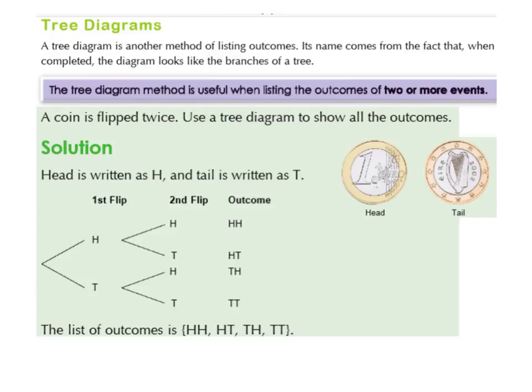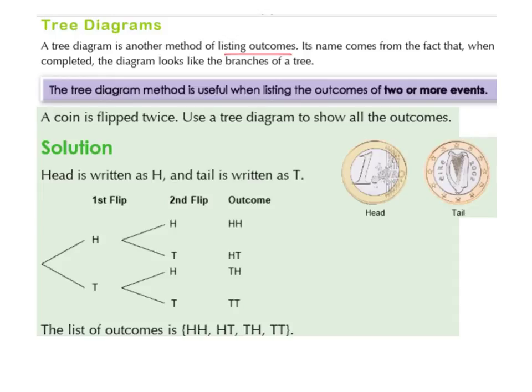Tree diagrams. A tree diagram is another method of listing outcomes. Its name comes from the fact that, when completed, the diagram looks like the branches of a tree. The tree diagram method is useful when listing outcomes of two or more events. So in the last video we looked at a two-way table, which can only be used for listing outcomes of two events. So if we have two or more events, we use a tree diagram.